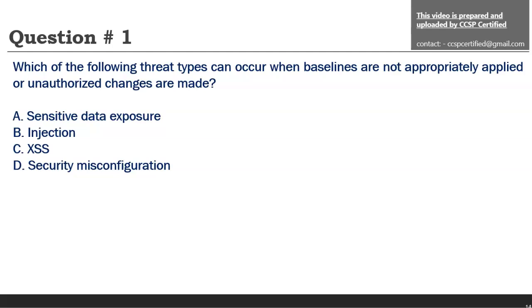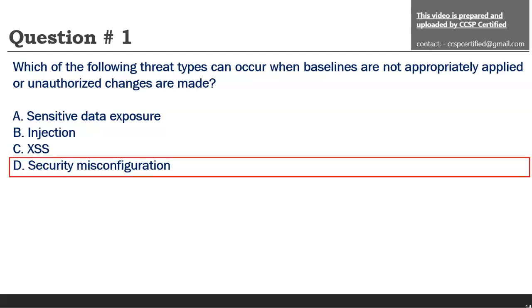Let's say: which of the following threat types can occur when the baselines are not appropriately applied or unauthorized changes are made? This is part of what we have covered in security misconfiguration, and baselining is like a hardening process. Whatever baseline our organization defines, like no admin account should be given, a password policy like this, only this many vendor services should be used, only this many ports should be open. If you don't follow those baselines and you make unauthorized changes, there is a risk of security misconfiguration.